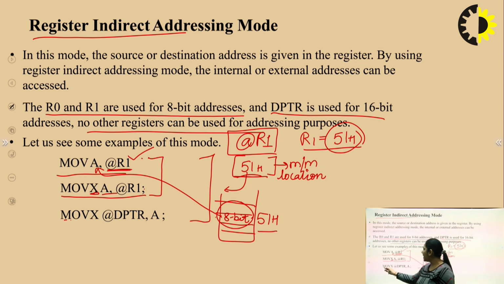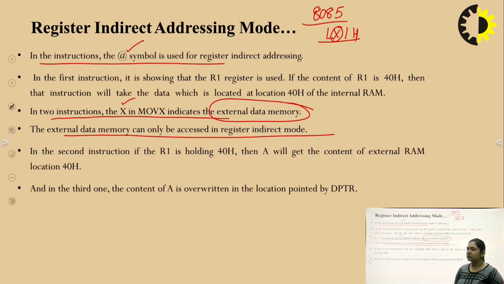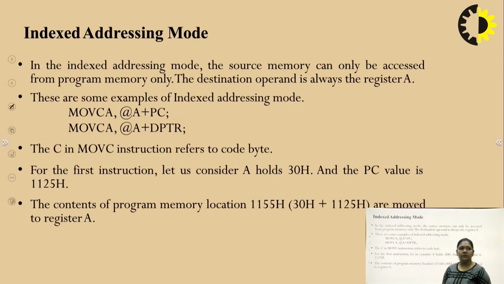Next is MOVX @DPTR, that is data pointer, and the accumulator. So the contents of the accumulator will be indirectly transferred to the data pointer's address. This is also the register indirect addressing mode. Next is indexed addressing mode. In the indexed addressing mode, the source memory can only be accessed from program memory, and the destination is always the register A, that is the accumulator.